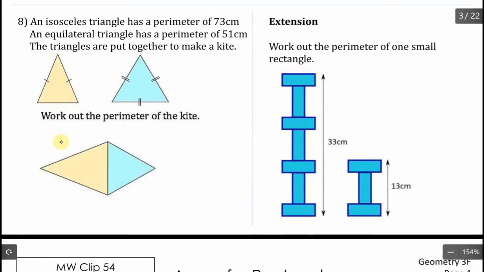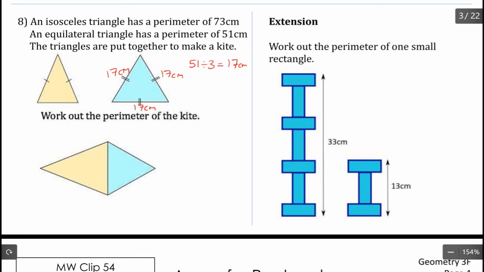On number 8, an isosceles triangle has a perimeter of 73 centimetres, an equilateral triangle has a perimeter of 51. Okay, so it's the equilateral that we're going to start with. If all of these sides are the same, we're going to do 51 divided by 3, and that would give 17. So all of these lengths are 17.